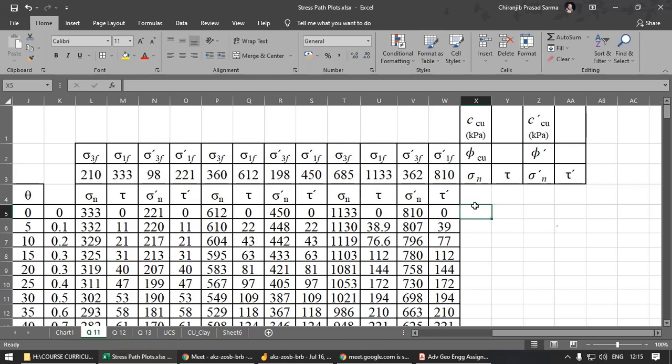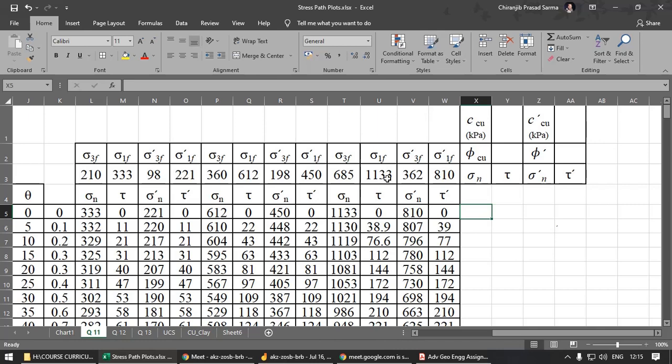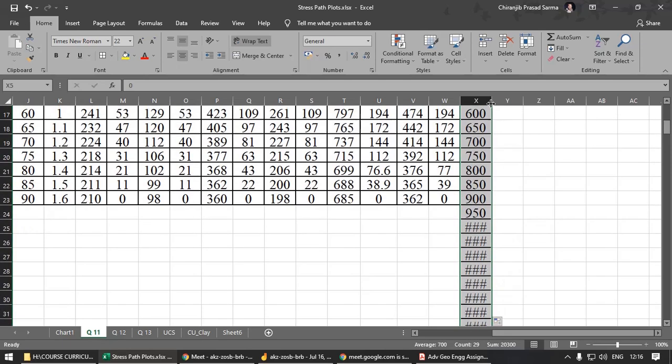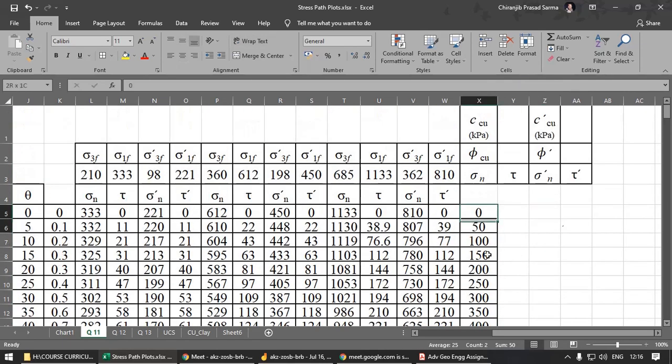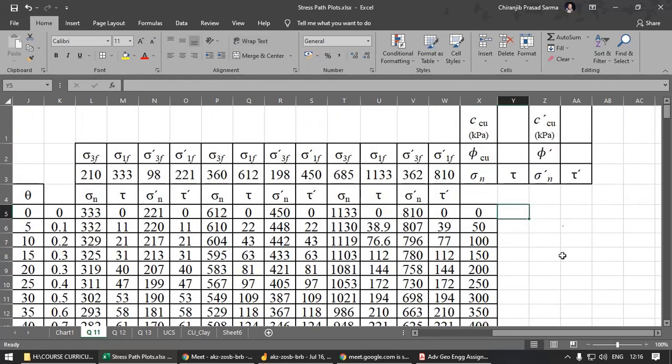We can assume normal stress values. The maximum value of this is 1133, so we can assume 0, 50 and likewise. The format we can change and we can pull it down. Up to 1400 we can take. So these are the normal stress values, the x values. Now we have to calculate the shear strength.